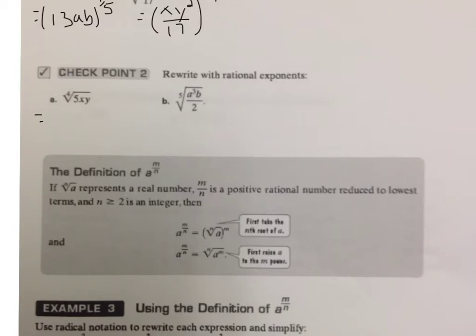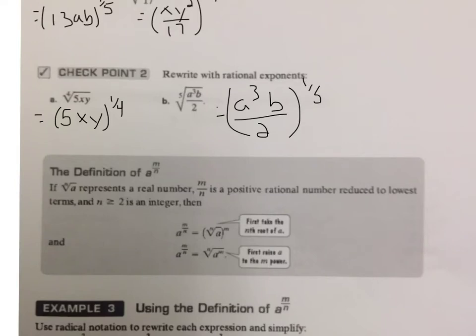Try that again. Much better. 5xy to the 1/4. B is a cubed b over 2. Try that again. Got more room over here. I might as well use it. Equals a cubed b over 2. That whole thing is raised to the 1/5.